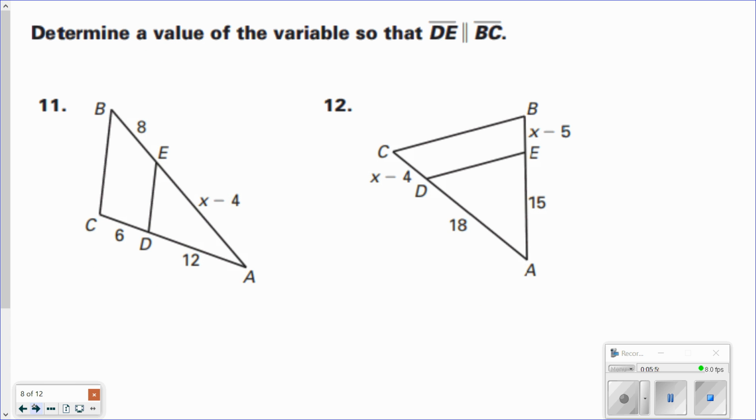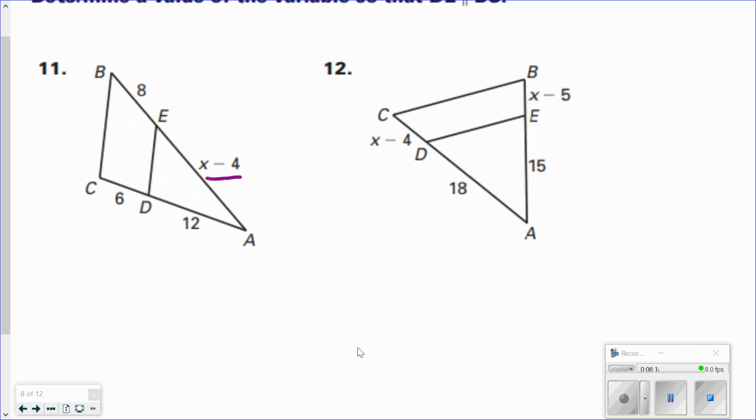All right, let's practice this again. So determine a value of the variable so that our segment DE is parallel to the segment BC. Now, if we look at our examples here, instead of just an x, we actually have an equation. But we want to treat these problems very similar to what we did before. So let's look at number 11 here.